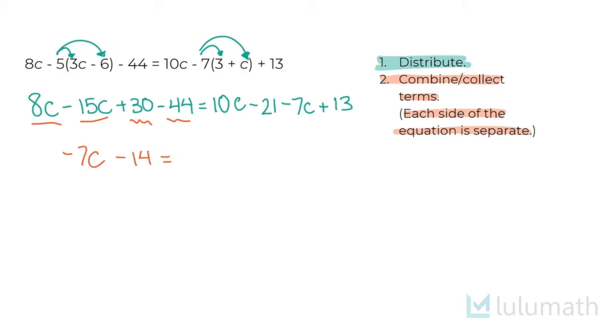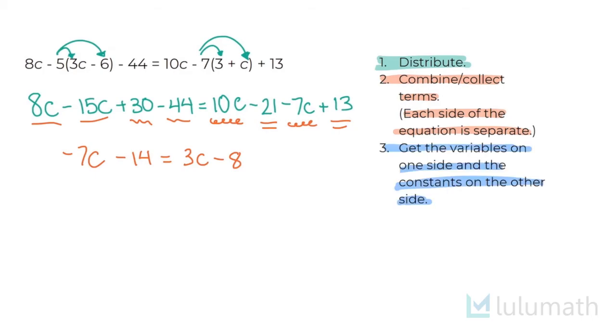On the right side, I have 10c and negative 7c. So when I put those two together, I get 3c. And I also have my constant, so I've got negative 21 and positive 13. And when I put those together, I will end up getting negative 8. Now, the two sides of my equation are completely simplified. On the left side, I have one set of variables, one set of constants. On the right side, I have one set of variables, one set of constants. I can't simplify either side any further.